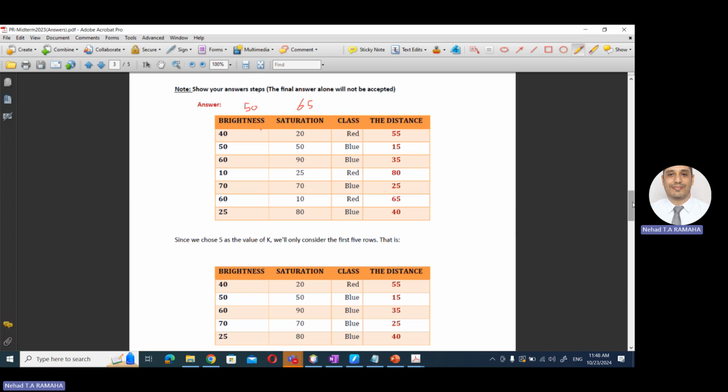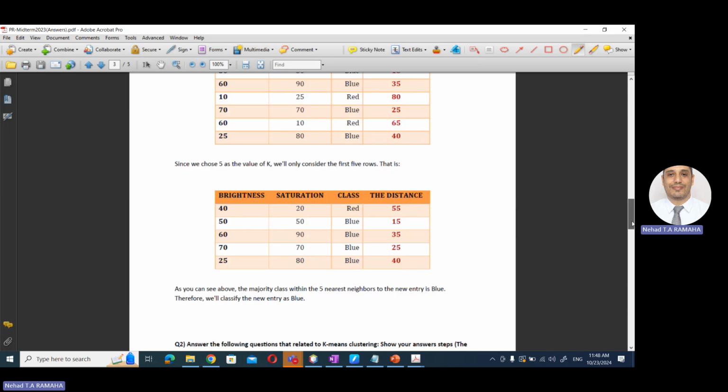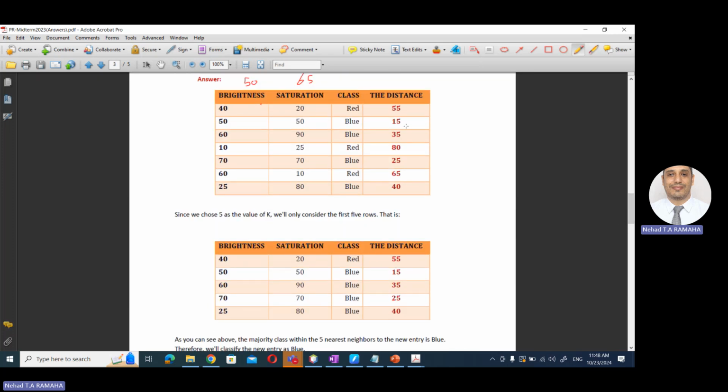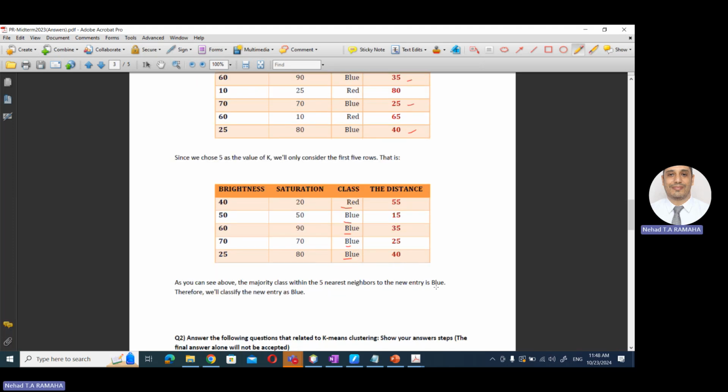We told you that k is equal to 5, yes. So the closest 5: 1, 2, 3, 4, and 5. So this one is red, and we have 4 blue. So the new data will be blue.